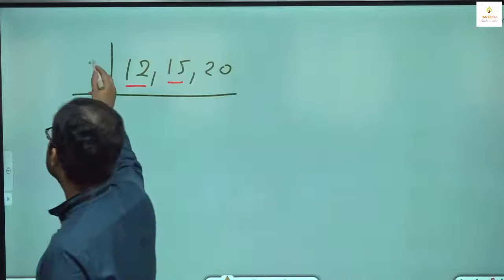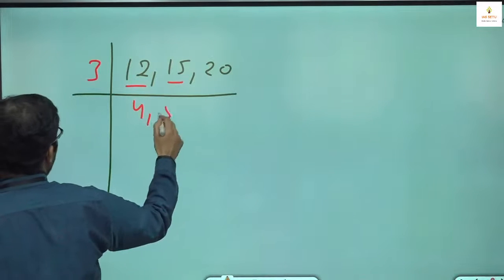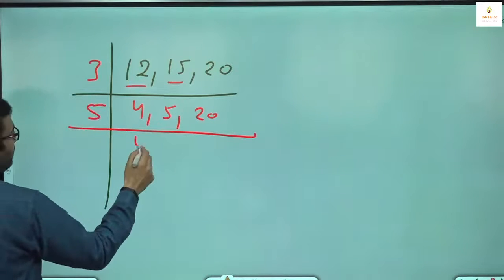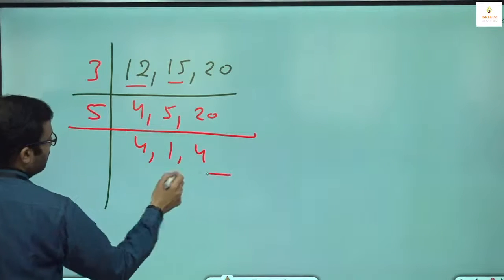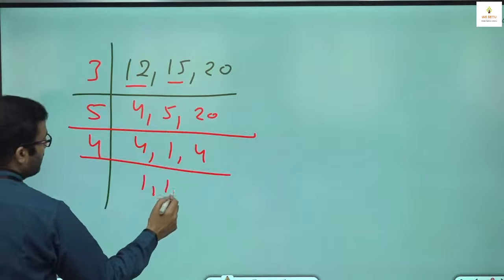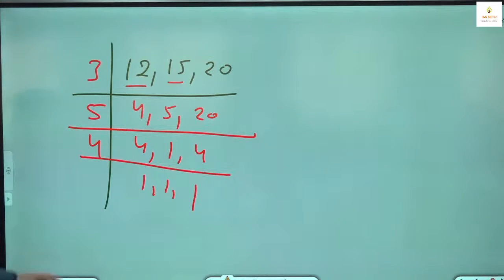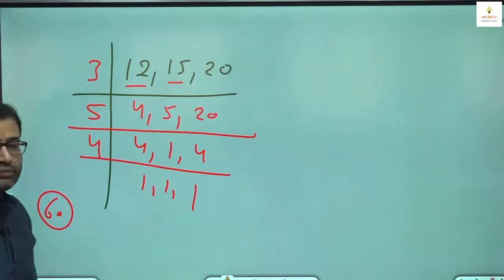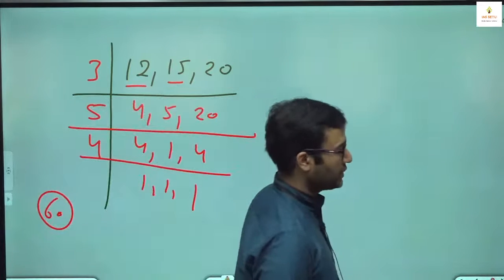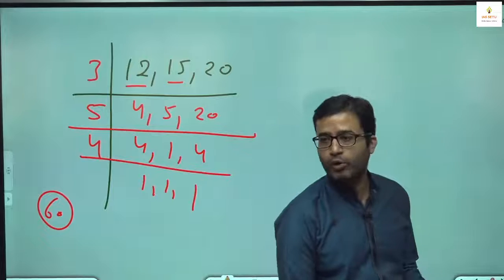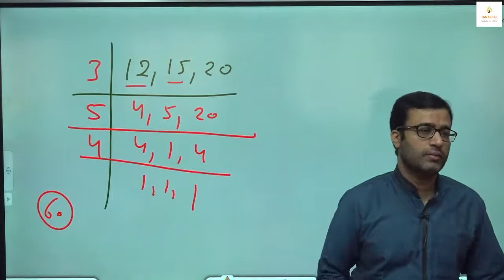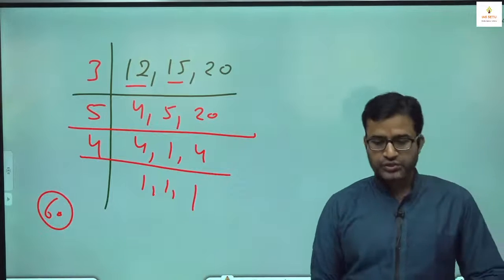Like, you can start with 3 first: it becomes 4, it becomes 5, it becomes 20. Then you take 5 common: 4, 1, 4. Then you take 4 common: 1, 1, 1. So it is 15 into 4, 60. So what is the LCM of 12, 15 and 20? 60. It is not common from all the numbers, but 2 numbers give a common factor, you have to take it. So this is your homework.